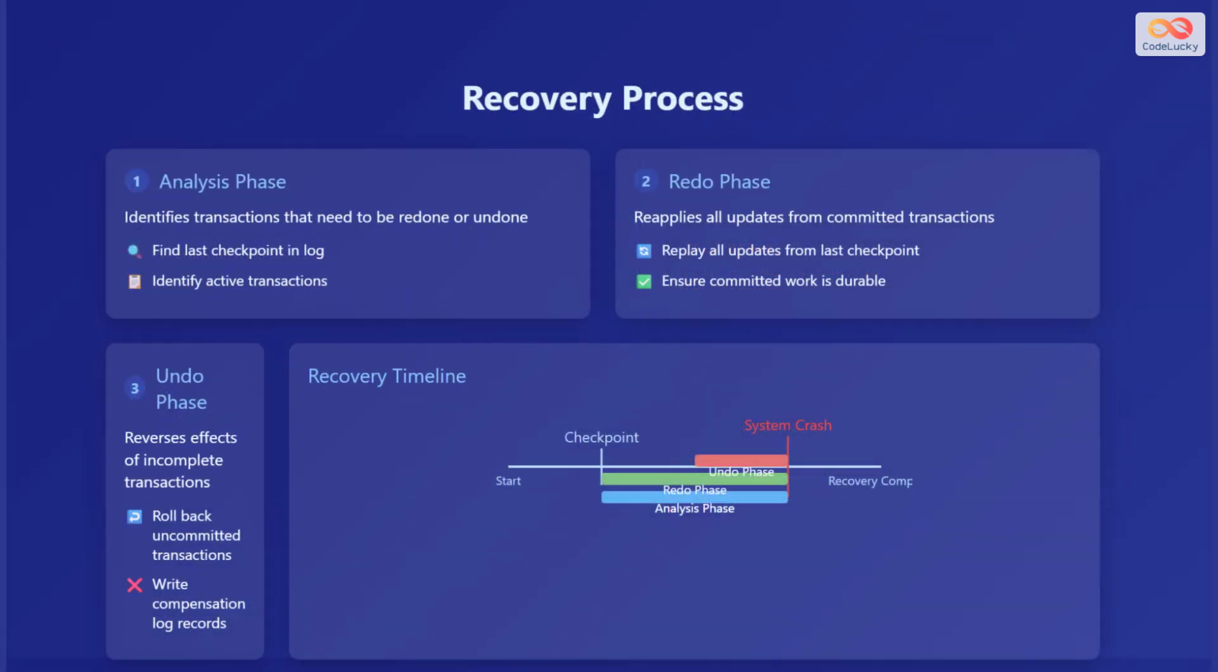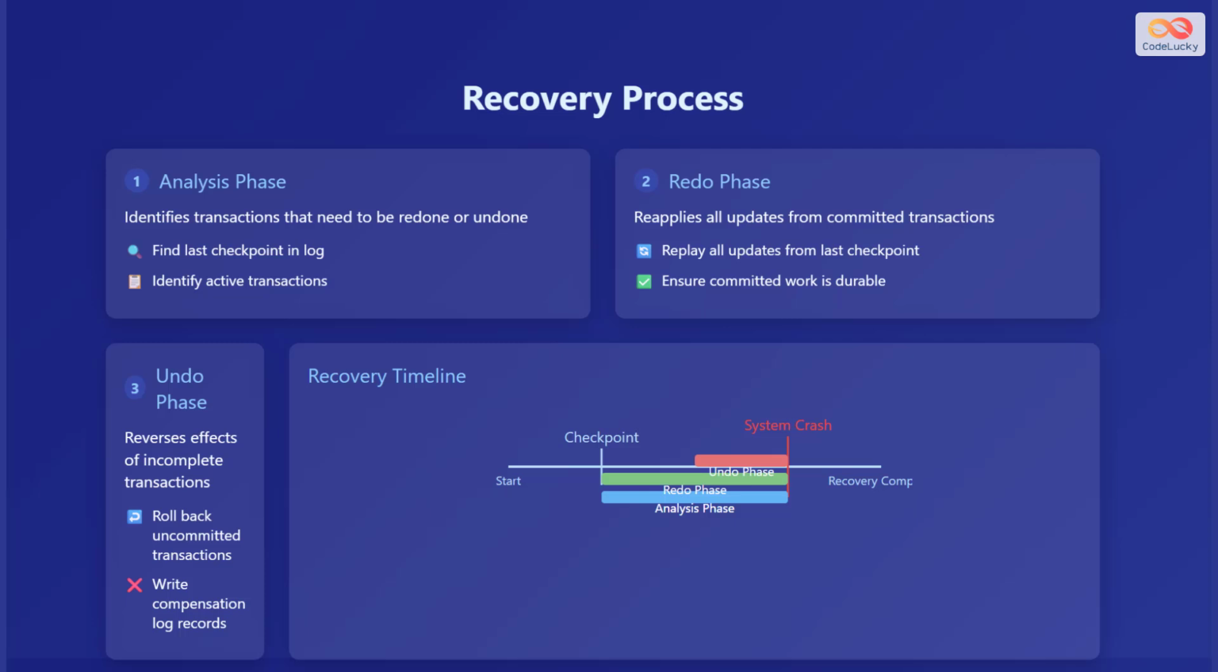The recovery process consists of 3 phases: analysis, redo, and undo. During the analysis phase, the system identifies transactions that need to be redone or undone. This involves finding the last checkpoint in the log and identifying active transactions at that time. Then the redo phase. This reapplies all updates from committed transactions. This involves replaying all updates from the last checkpoint to ensure that all committed work is durable. Finally, the undo phase. It reverses the effects of incomplete transactions by rolling back uncommitted transactions and writing compensation log records.